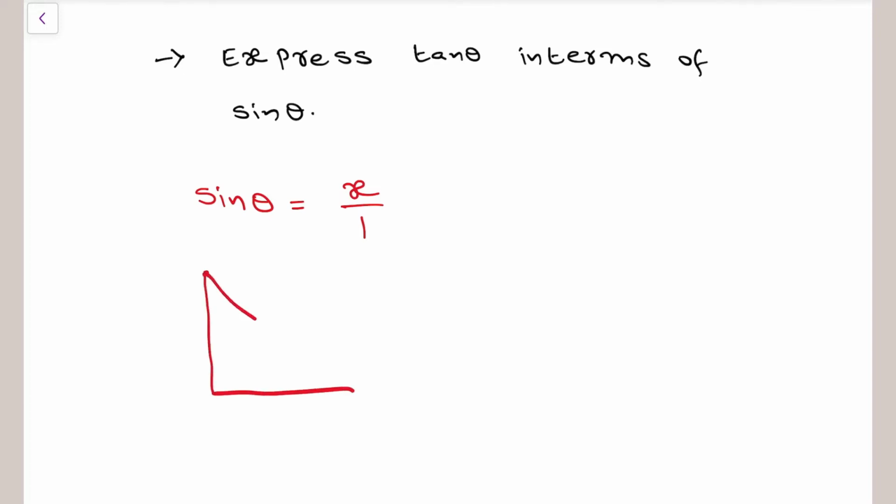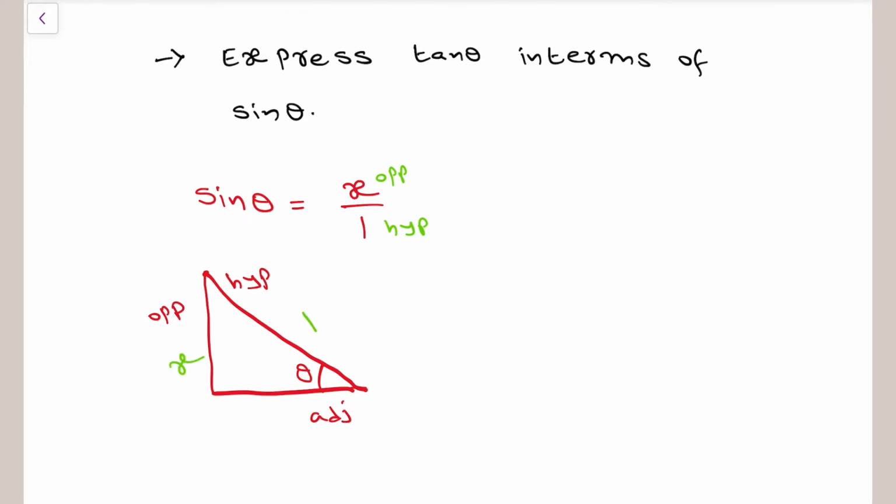Let us draw the right angle triangle. In this I am taking this angle as theta. So if that is theta, then this will become the opposite side and this will be the adjacent side. This is the hypotenuse. So sine theta equals opposite by hypotenuse. Then this x is the opposite side and this will become the hypotenuse.